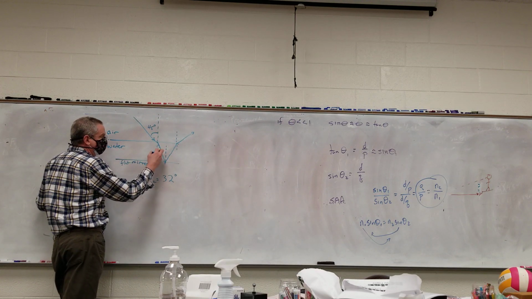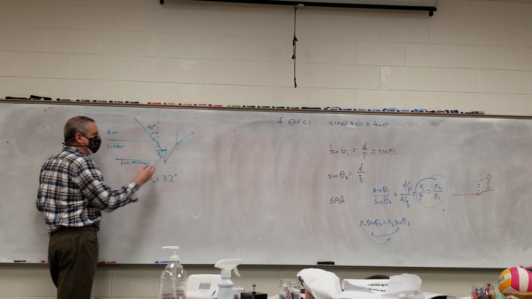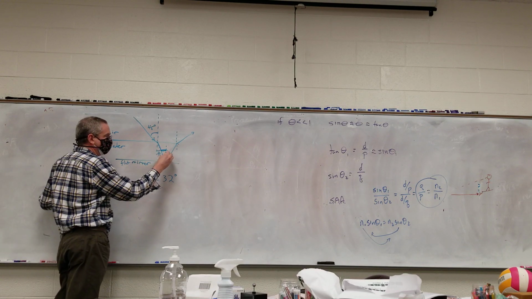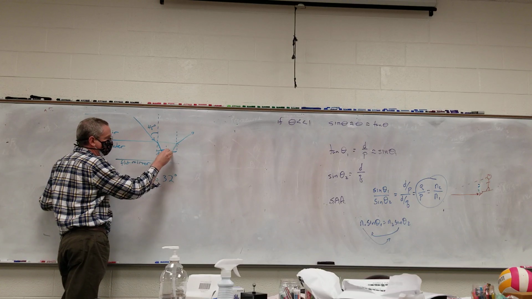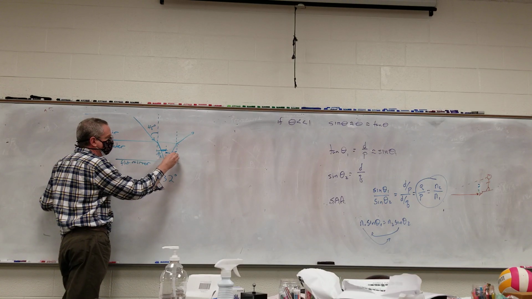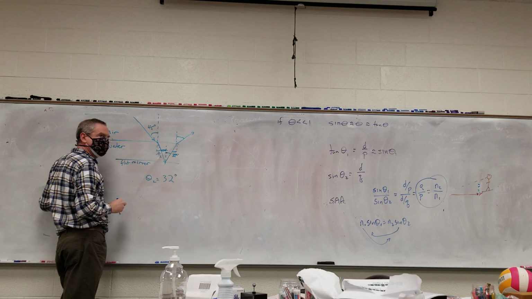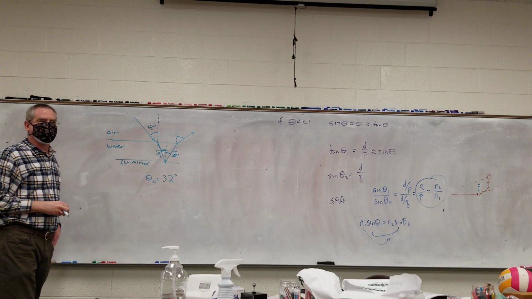So if that angle here is 32 degrees, what is this angle right here? 32 degrees. And therefore this angle right here, 32 degrees, and this angle right here, 32 degrees, and this angle right here? Probably about 45.